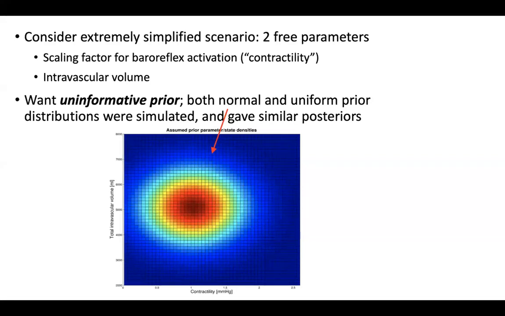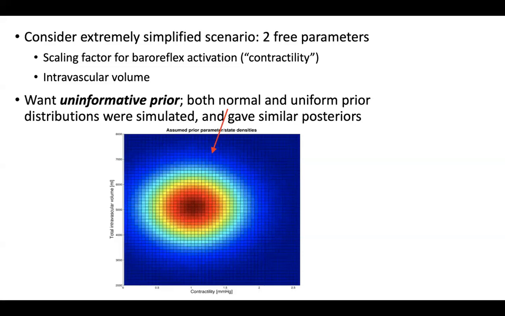In this example, I'm going to start from what we thought of at the time as a relatively uninformative prior. We tried this, and it worked similarly with either a normal or uniform prior distribution. Here's a normal example. This is our prior, and this is centered at the pressure or contractility and volume values that we know are reasonable for a human.